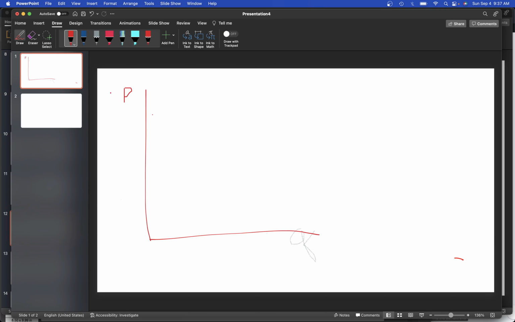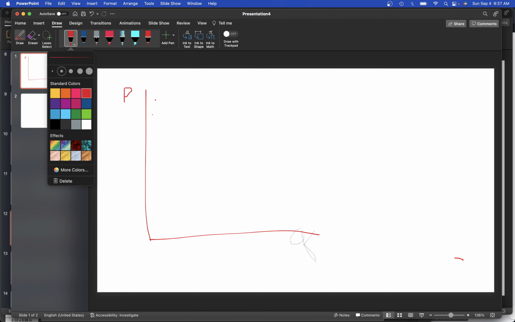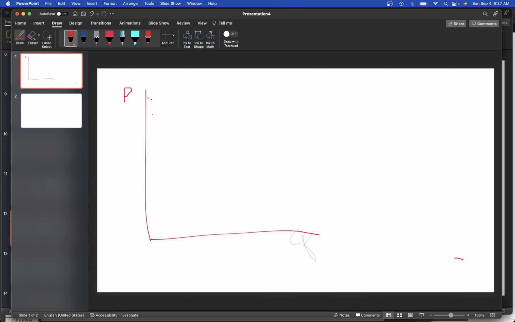P is on the y-axis and Q, pardon me for my bad handwriting, is on the x-axis. So we will draw a demand function here, like that. And here is a supply function here.